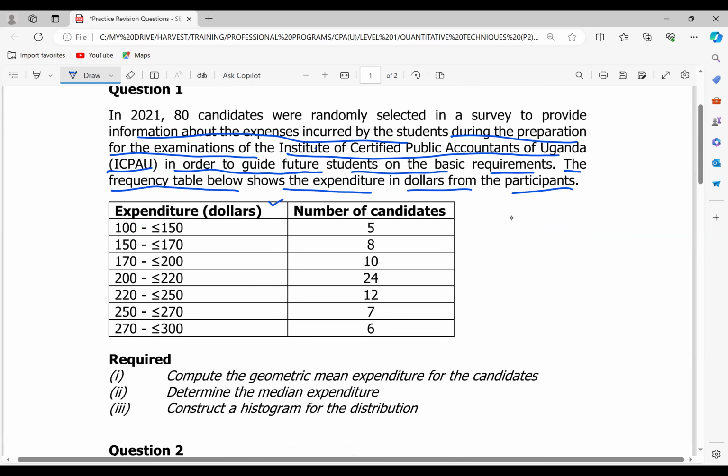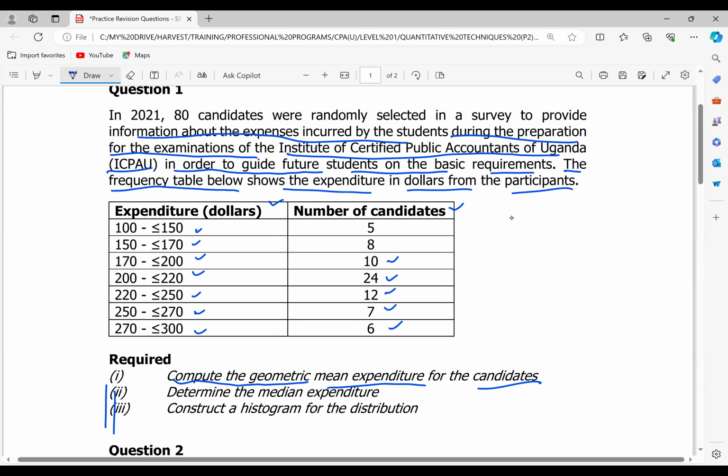So they give us the expenditure in dollars and the number of candidates: 100 to 150, 150 to 170, 170 to 200, that's a 10, 200 to 220, that's a 24, 220 to 250, that's a 12, 250 to 270, that's a 7, 270 to 300, that is a 6. We are required, among other things, to calculate the geometric mean for the candidates. So we shall start from there.